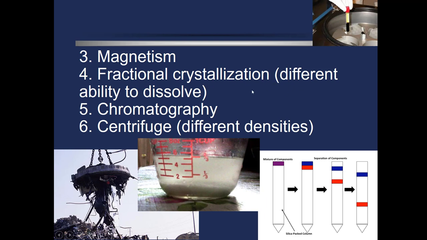Fractional crystallization is based on a different ability to dissolve. A good example of this is if you pour a bowl of Cheerios and you put 1 scoop of sugar in your Cheerios with the milk, maybe 2. And when you're done eating your cereal, what's at the bottom of that bowl of milk? It's this sugar sludge.